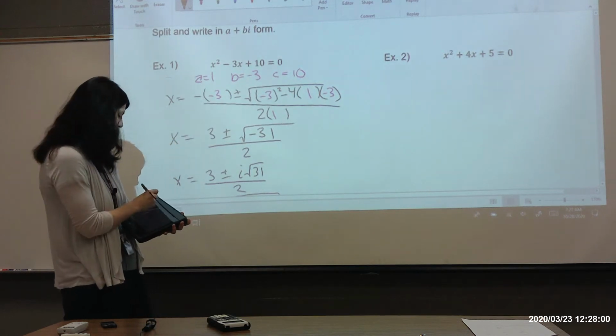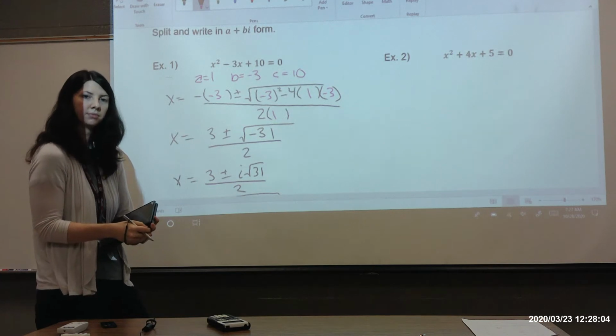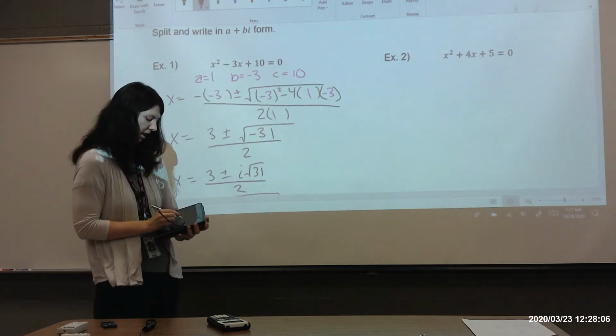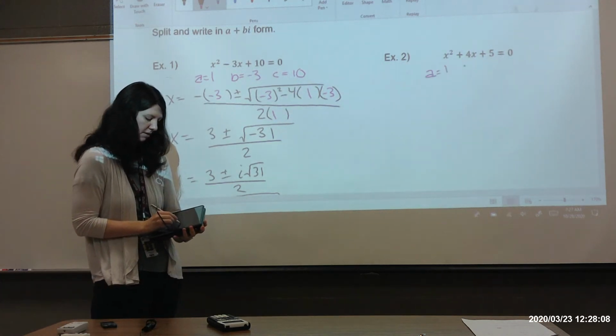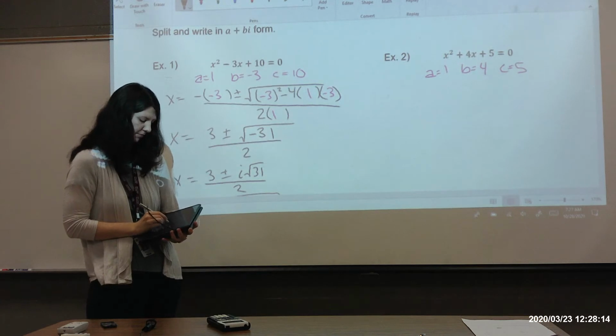So I'm equal to 0, so I'm going to find a, b, and c. What are a, b, and c equal to? A is 1, b is 4, and c is 5. Okay, I'm going to go through my formula.